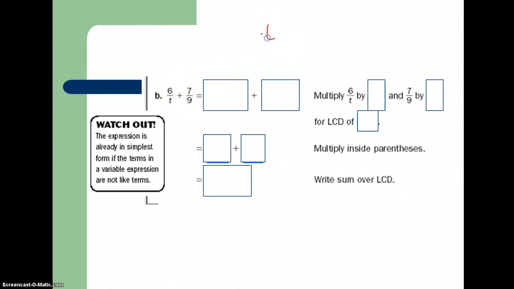The denominators are t and 9. Nothing divides by both of them, so we can multiply them together, which means the LCD is 9t. How do I get from t to 9t? Multiply by 9. 6 times 9 is 54. 9 times t, so I do 7 times t.